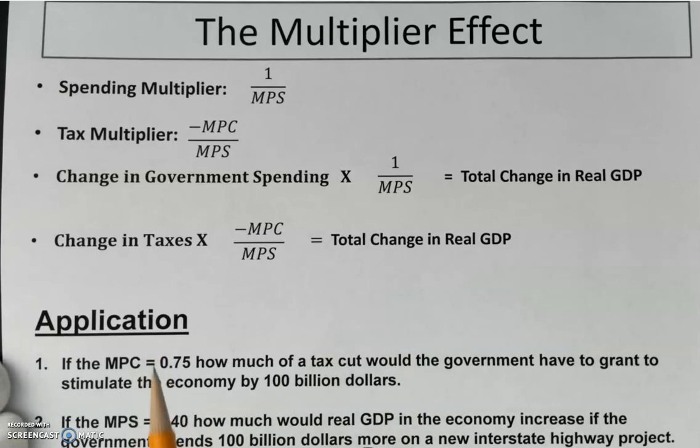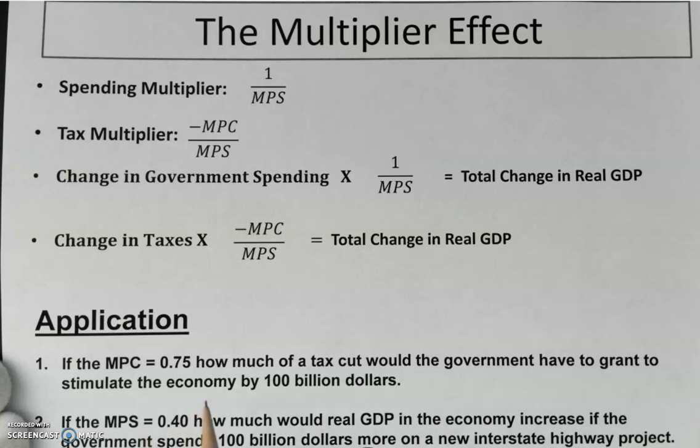Let's take a look at number 1 of this application. It says, if the marginal propensity to consume is equal to 0.75, how much of a tax cut would the government have to grant to stimulate the economy by $100 billion? For this type of question, we use the same process we've done with past applications, the mathematical process. Step 1, identify the appropriate mathematical model. Step 2, plug in what you know. And step 3, solve for what you don't know.